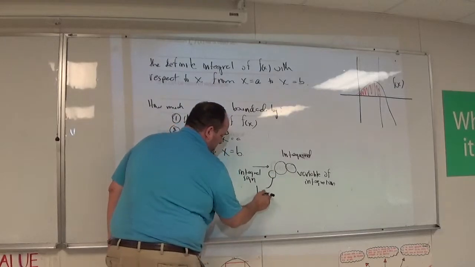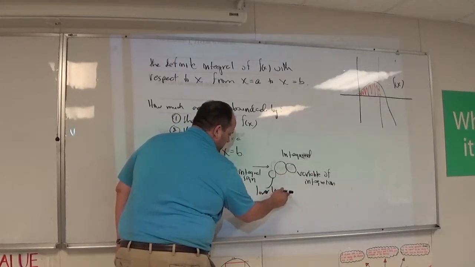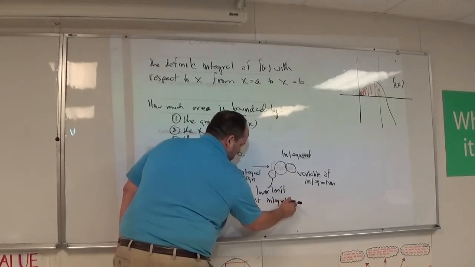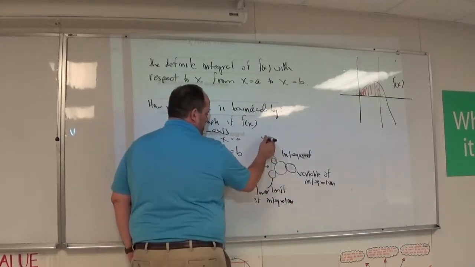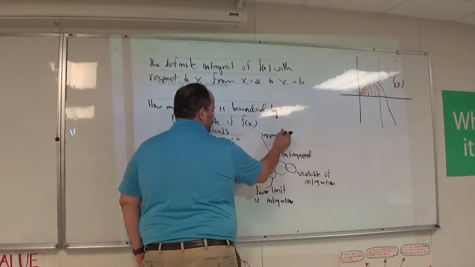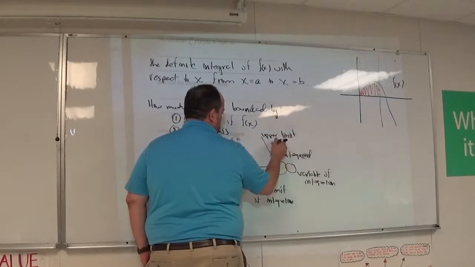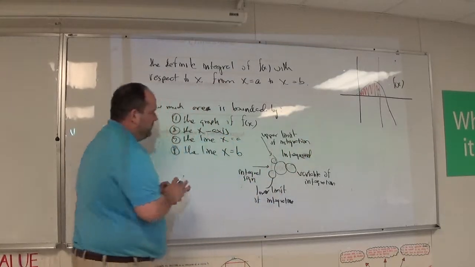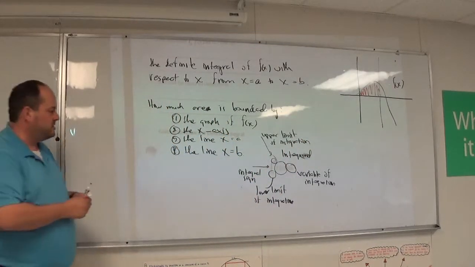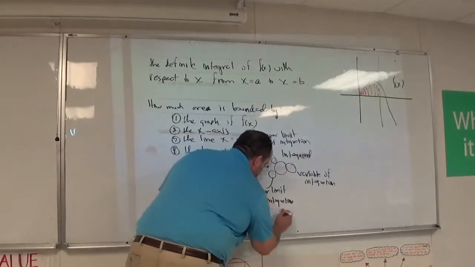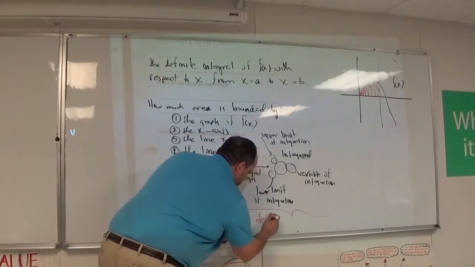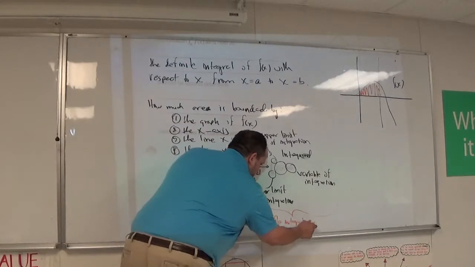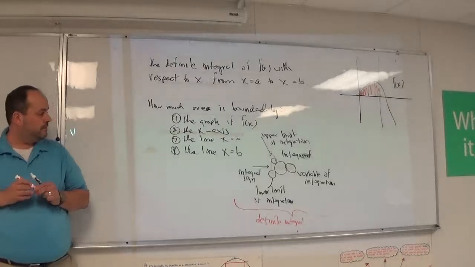The a is called your lower limit of integration, or the lower bound. The b is your upper limit of integration. And I've got a poster somewhere that'll come out. When you put all of those things together, that's what we're going to refer to as a definite integral. And a definite integral just means area.